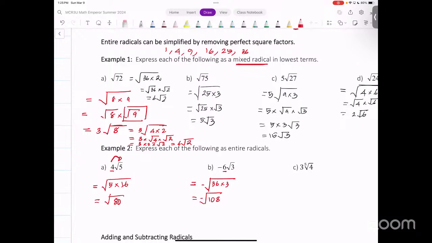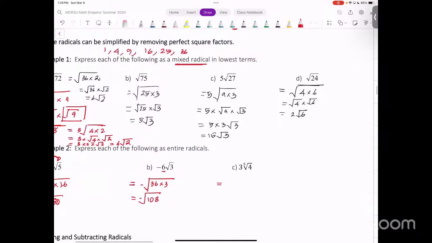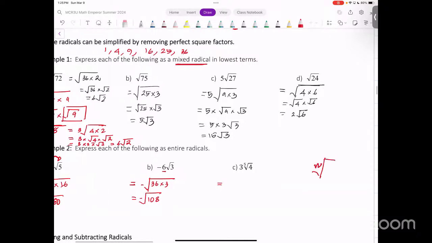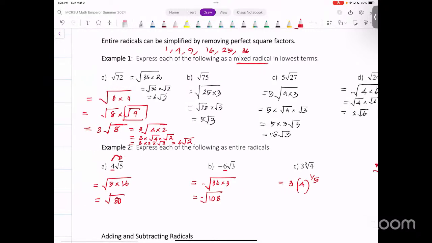Okay. So now this one is ugly. Why is it ugly? You need to know if you have nth root of x, this means x to the power of 1 over n. So this is 3 times 4 to the power of 1/5. If you want to bring the 3 inside, you need to take the 5th power. Make sense? Guys, we are squaring here, isn't it?